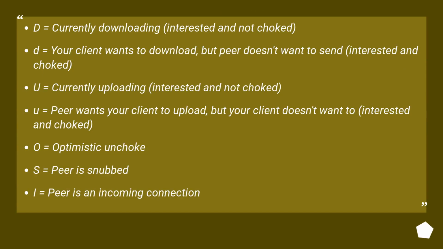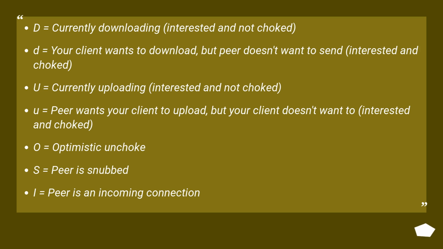The meanings of the flags used to be given in the uTorrent FAQ, archive link. D equals currently downloading, interested and not choked. d equals your client wants to download, but peer doesn't want to send, interested and choked. U equals currently uploading, interested and not choked. u equals peer wants your client to upload, but your client doesn't want to, interested and choked.